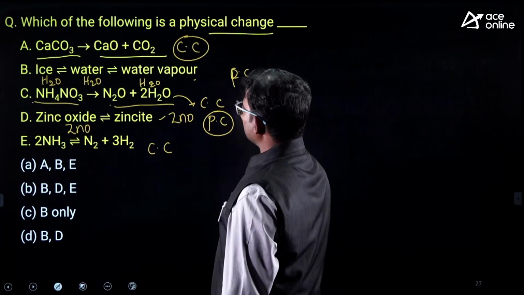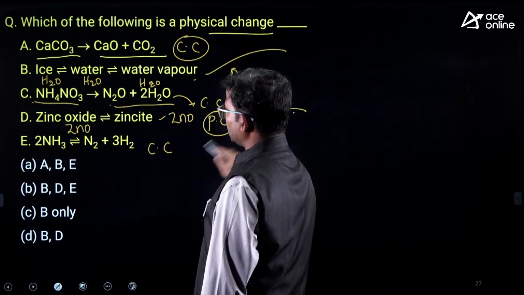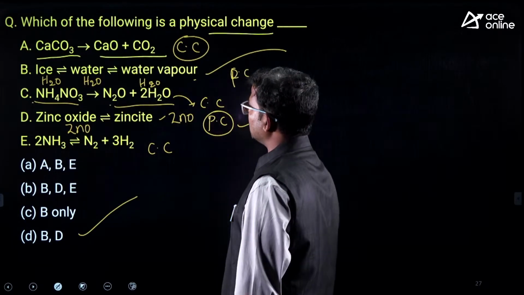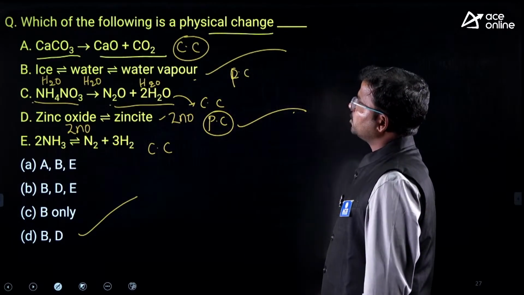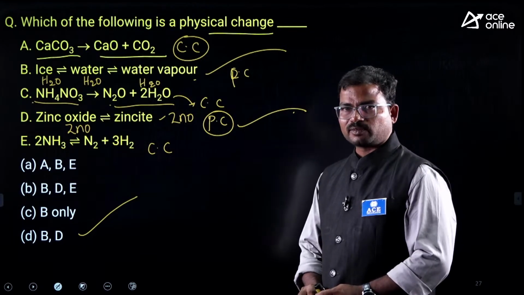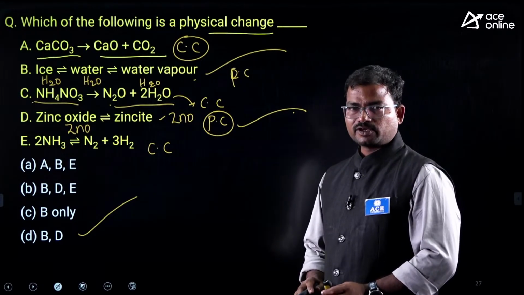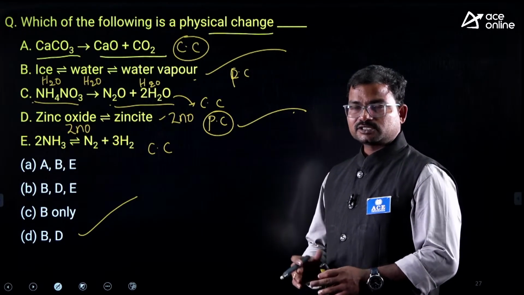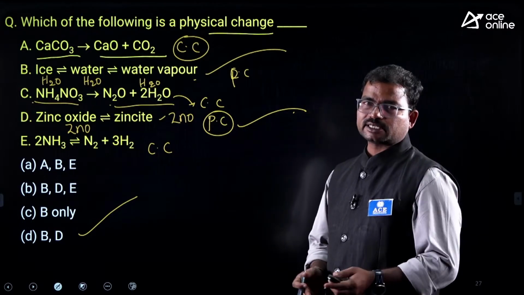So what is the correct answer here? B and D only. Option D is the correct answer here. Why? Because physical change means chemical formula should be the same. Chemical formula is not varied. Suppose if the formula is varied, then that is considered a chemical change.